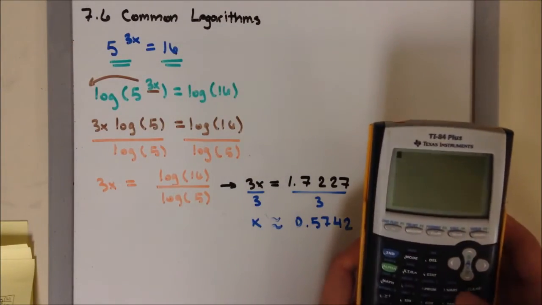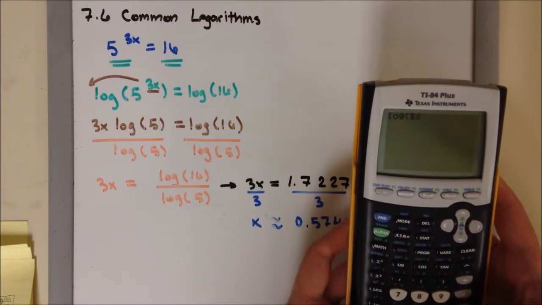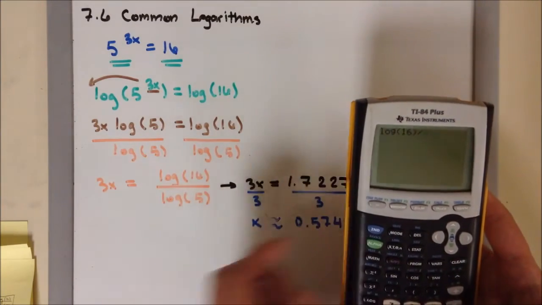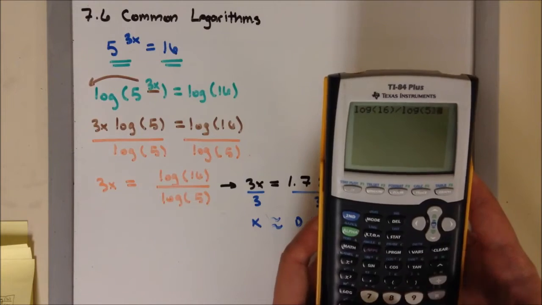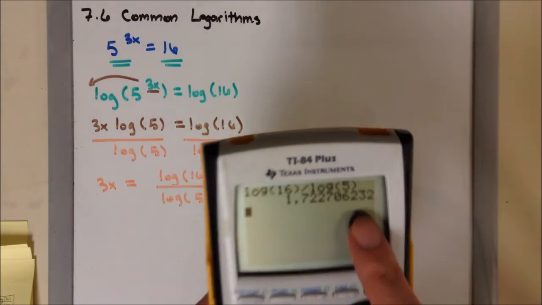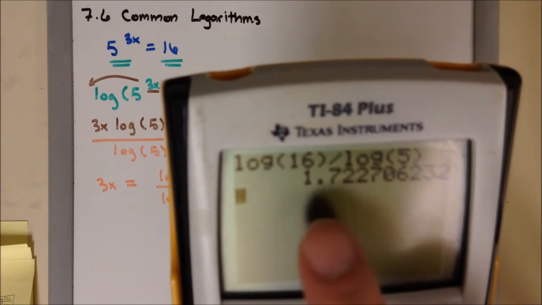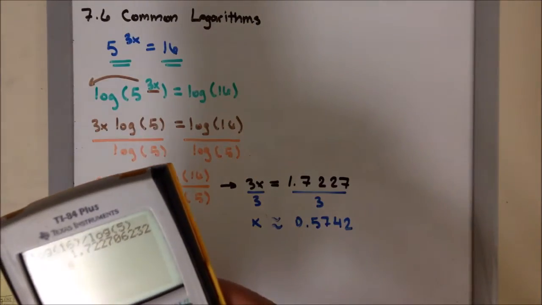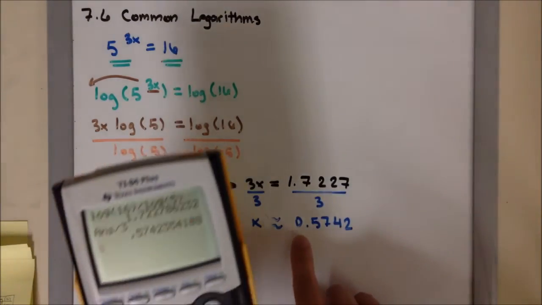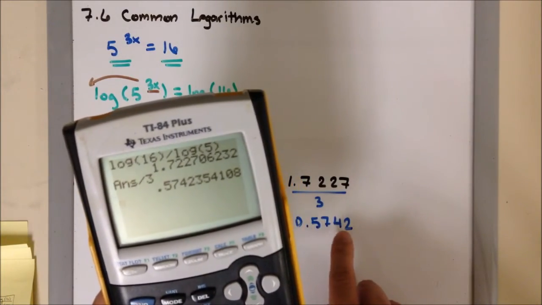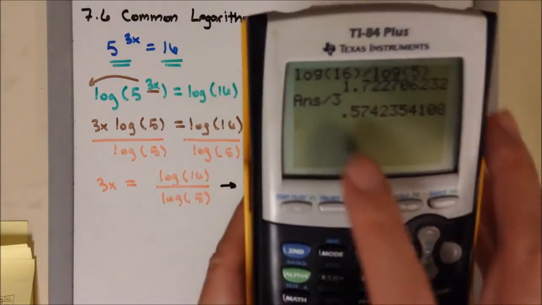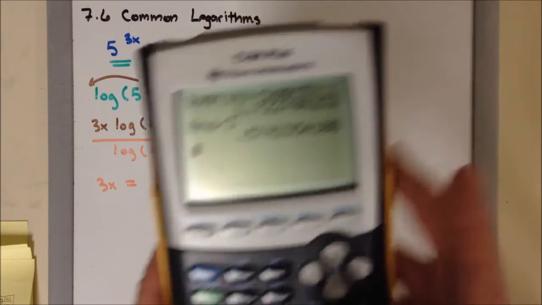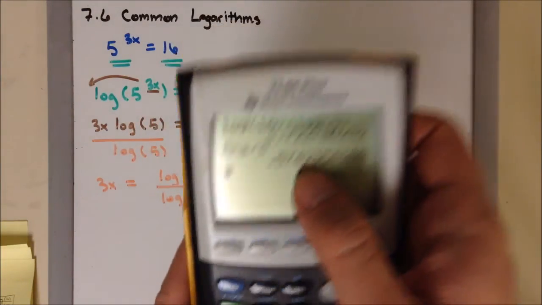So, again, I did log 16, close parenthesis, divided by, because I want to keep this separate from the denominator, log of 5. I had this long decimal number, but I just round to the 4th decimal place, so 1.7227. Then I basically divide by 3, and get 0.5742. So that's what we're going to have. Again, I only stop at the 4th decimal place. You don't have to write the whole decimal. That's just too much work. It's just to the 4th decimal place.